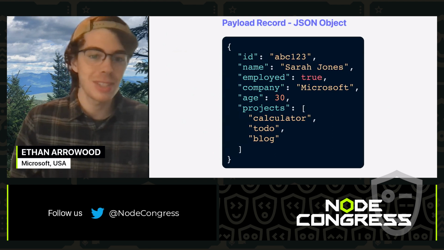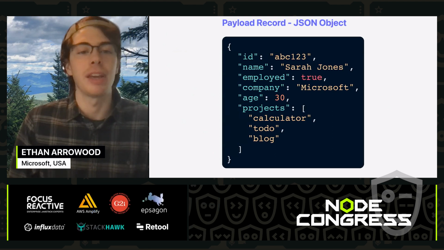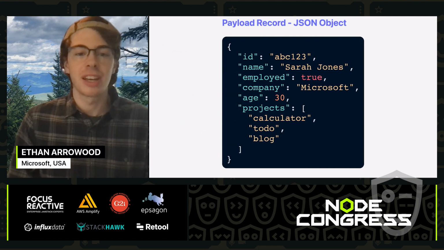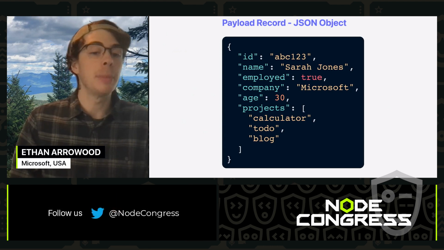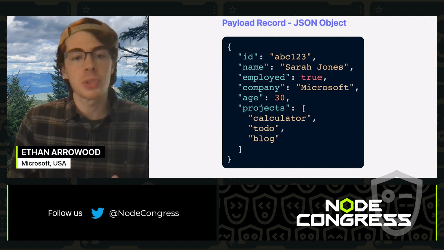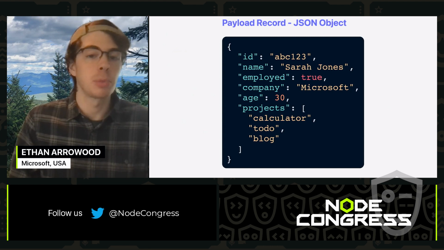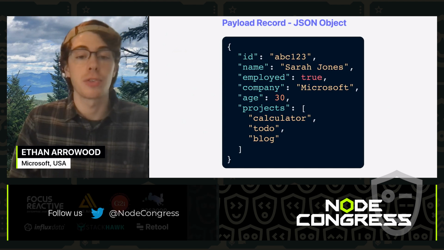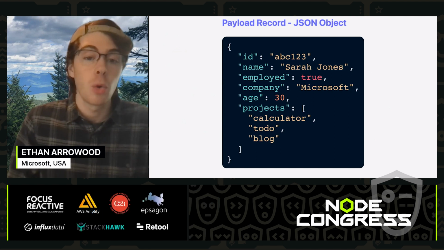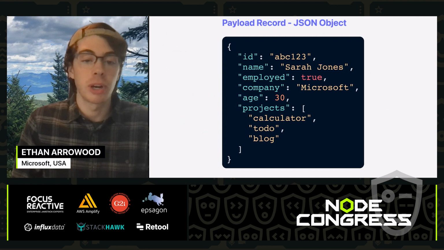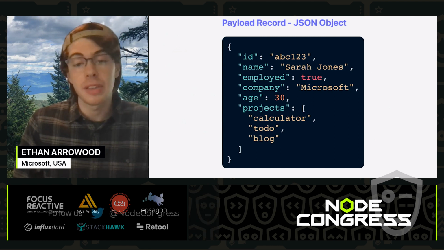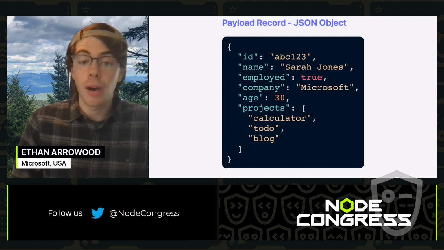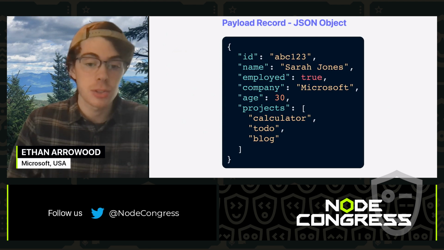So let's take a peek at an example of a record or a chunk of data. In this case, I'm using a JSON object. We got a bunch of keys here: ID, name, employed, company, age, and projects. We're representing a person. Maybe this is an employee directory, or maybe it's a user directory for a site such as LinkedIn, where we have a user, we want to give their name, we want to know, are they employed or not, which is a Boolean value. We want to know what company they work for, and we want to know how old they are, and we also might want to list their projects.